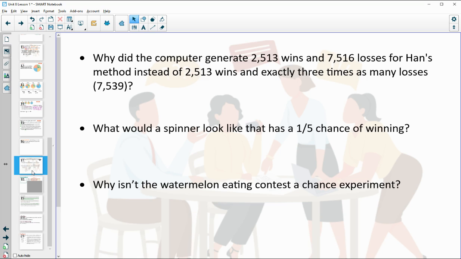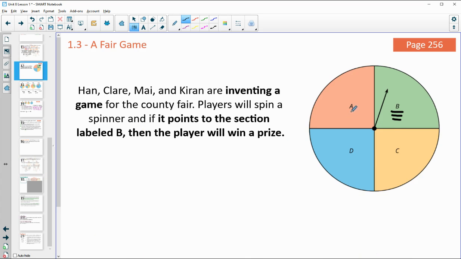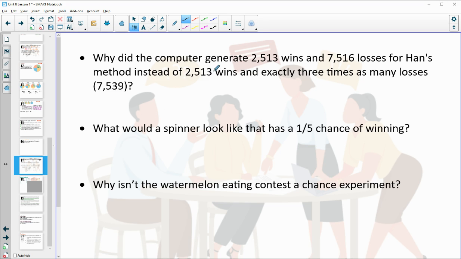So going back to the results for the games, why did the computer generate 2,513 wins and 7,516 losses for Han's method? So remember that Han's method was just this one where they spun a spinner split into 4 equal spots. So why did they get 2,513 and not exactly 3 times more losses, which would have been 7,539? So why was it not exactly 3 times more losses, which is what we would expect when a spinner is split into 4 equal places and 1 wins? So if 1 wins, 3 lose.